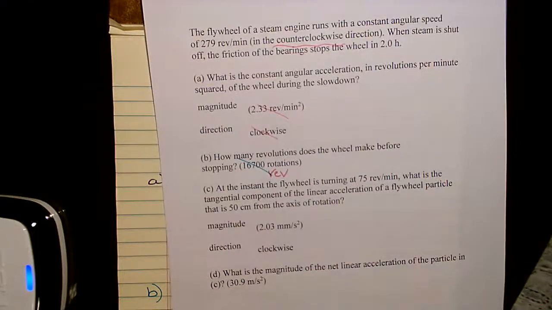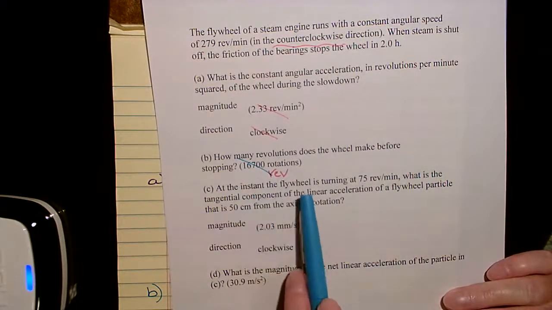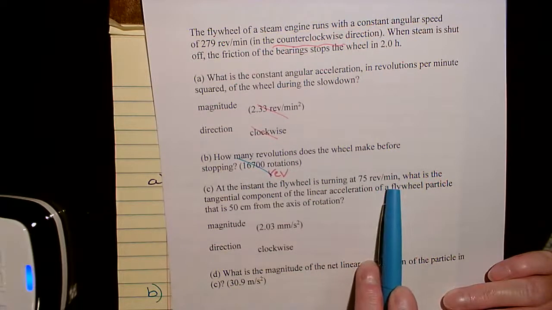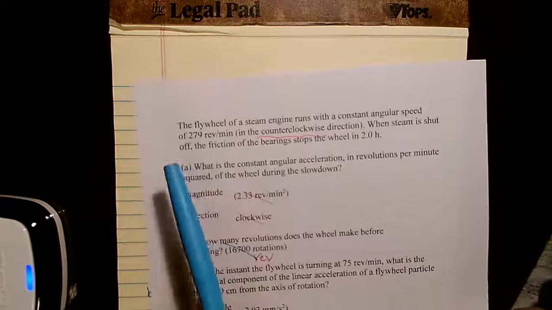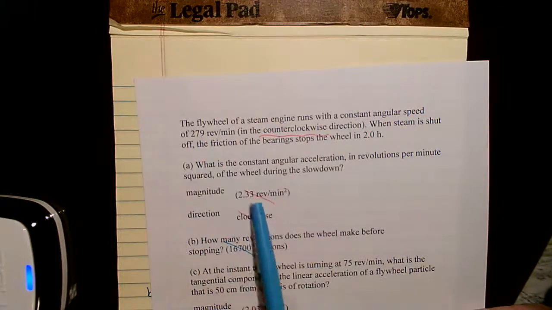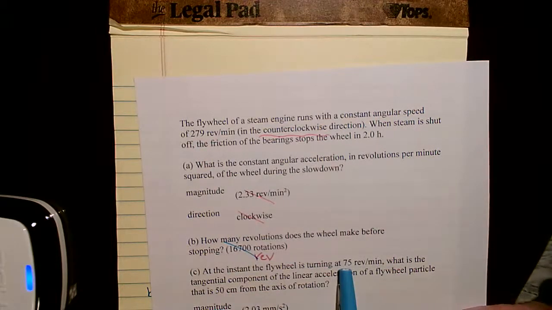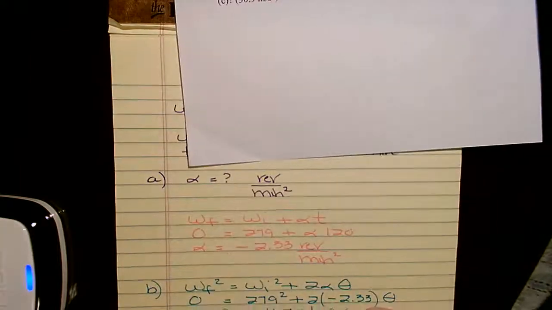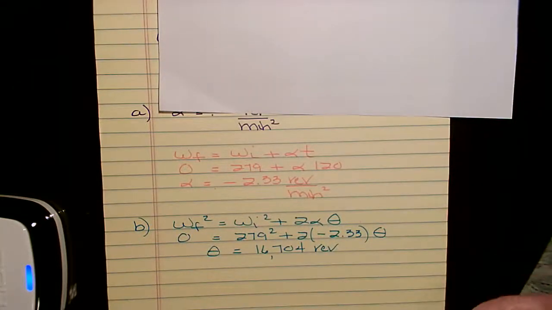All right, the next question. At the instant the flywheel is turning 75 revs per minute, because realize it's slowing down. It's starting at 279 and it's going down to 0. So at some point, it's going to pass the 75 revs per minute. What is the tangential component of the linear acceleration of a flywheel particle that is 50 centimeters from the axis of rotation? Well, there's kind of a lot going on there.